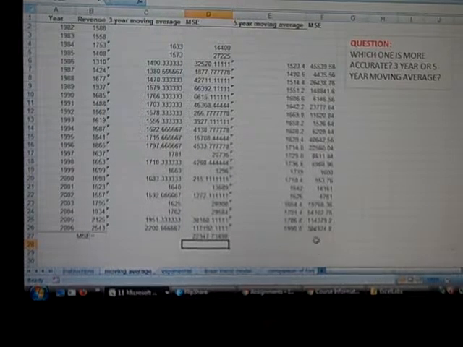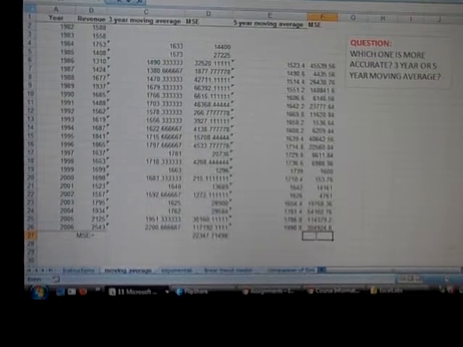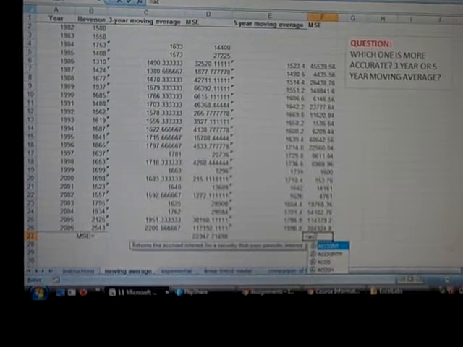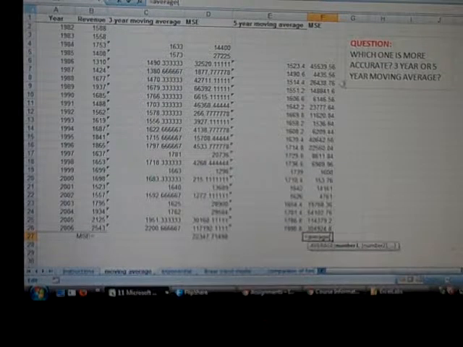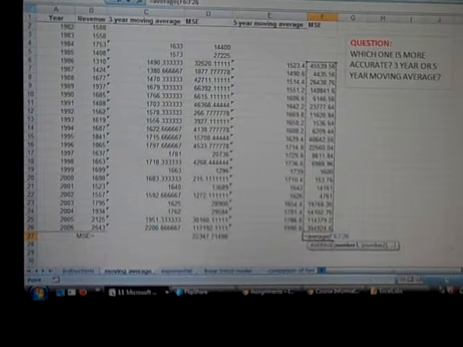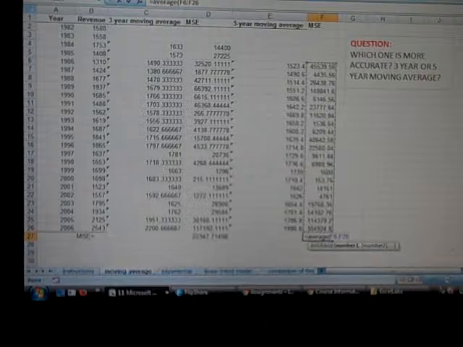Okay, and then we just do the same. We look at the MSE here, equals average, spell it right too, average, this whole thing. Okay, so average of this whole table as well.